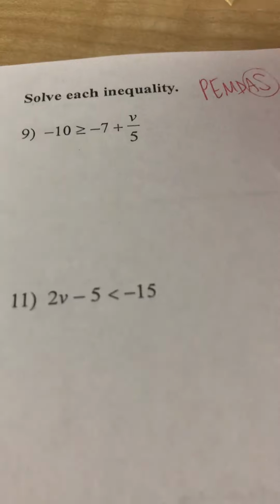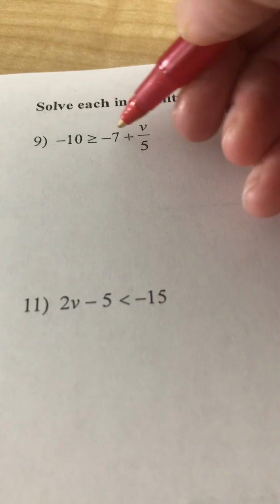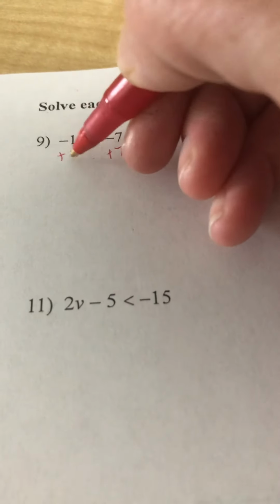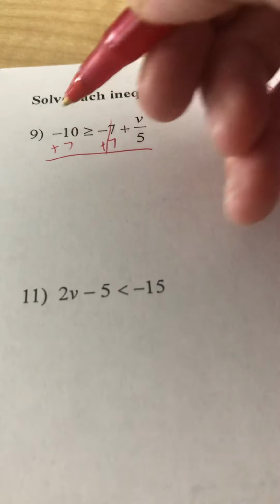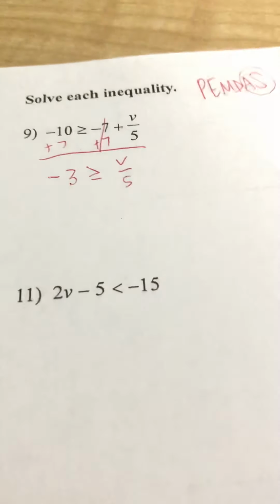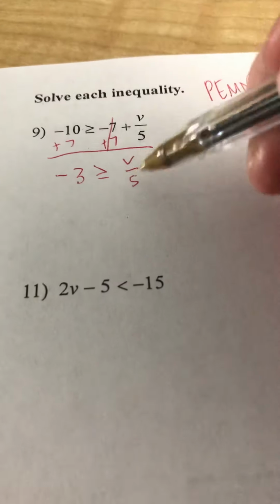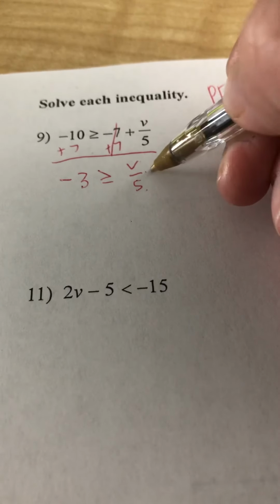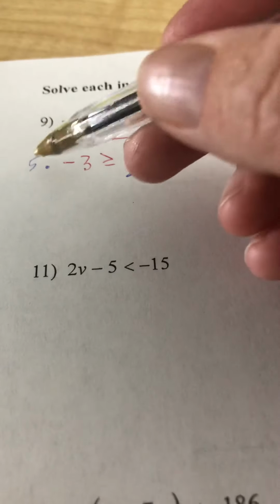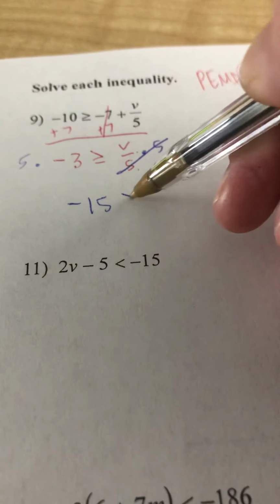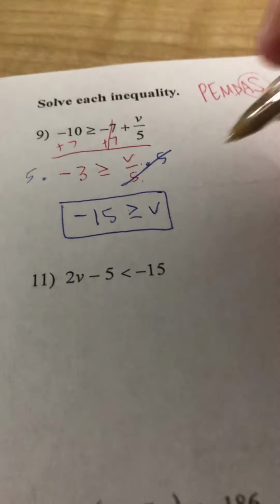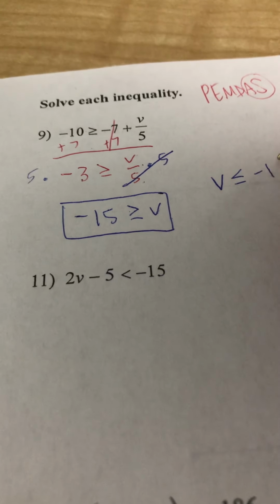We have add and subtract. This has it says add a negative 7. The opposite of a negative 7 is a positive 7. So negative 10 plus 7 is a negative 3, is greater than or equal to v over 5. And then because it says v divided by 5, we can solve by saying times 5. So 5 times negative 3 is negative 15, is greater than or equal to v. Because we're not graphing on the back, you don't have to switch it, but you can if you want to just keep in practice.